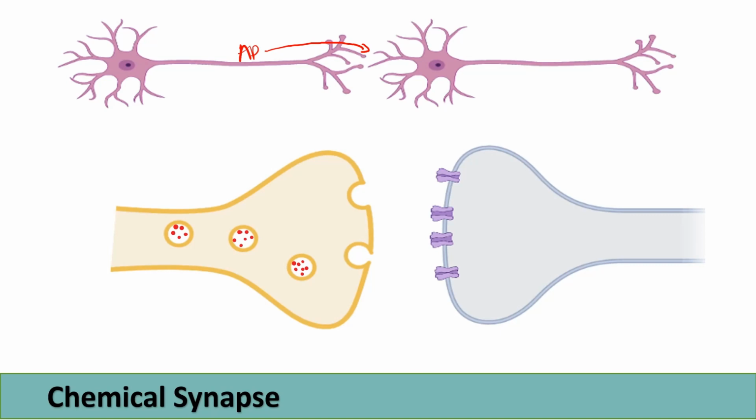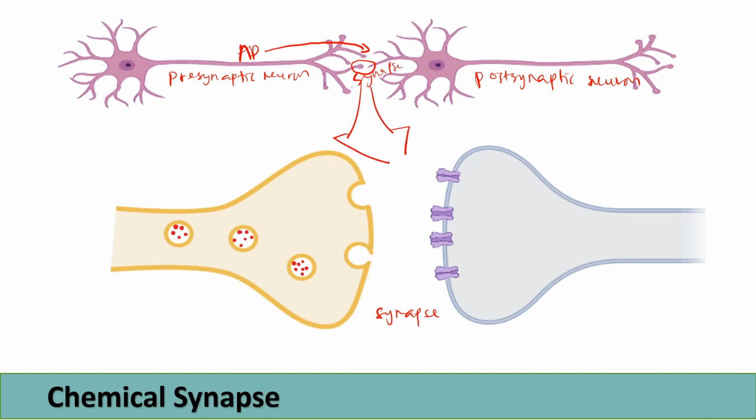So this neuron here is a presynaptic neuron, and this is a postsynaptic neuron. And this is the synapse, which is the gap between one neuron and the next. I have shown a diagram here, indicated by these two bulbs of axon terminal. Now the action potential reaches this terminal, and there are synaptic vesicles containing neurotransmitter at this synaptic terminal.